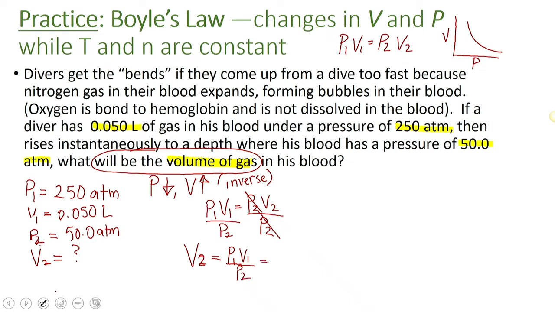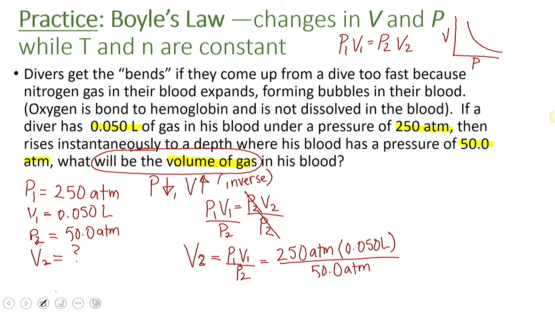Now all we have to do is plug in our values. Notice that both of our pressures are in atmospheres, so we don't have to convert anything. So we've got 250 atmospheres times 0.050 liters, all divided by 50 atmospheres.